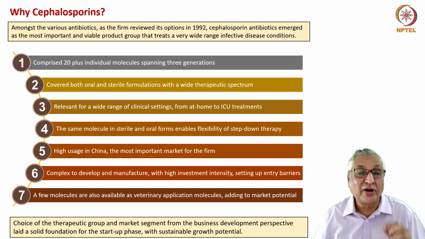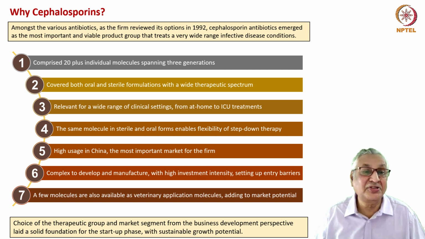Again, in the choice of antibiotics, why cephalosporins has been chosen as the first product group to enter. Amongst the various antibiotics, as the firm reviewed its options in 1992, cephalosporin antibiotics emerged as the most important and viable product group that treats a very wide range of infective disease conditions. There were as many as 7 reasons why cephalosporin antibiotic field should be chosen compared to any other antibiotic. Fundamentally, it comprised 20 plus individual molecules spanning 3 generations.